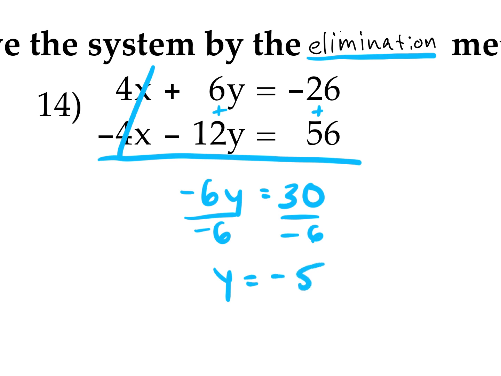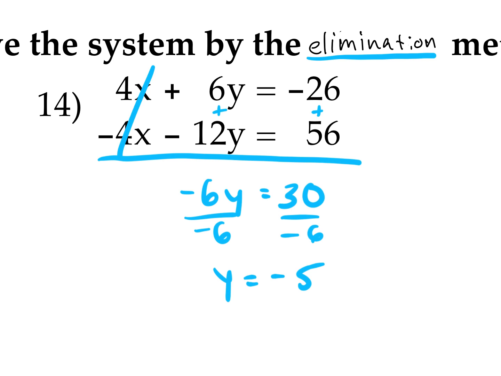Be super careful with your signs. A lot of people made this mistake on the quiz where they would divide 30 by negative 6, but write positive 5, and then when they plugged it back in, they'd get the wrong x. So just be careful. Don't rush these questions because they are a lot of steps.